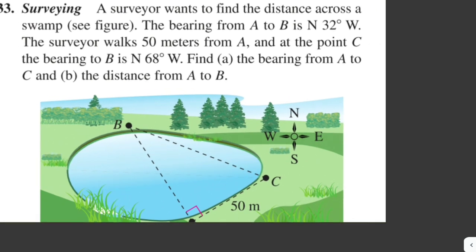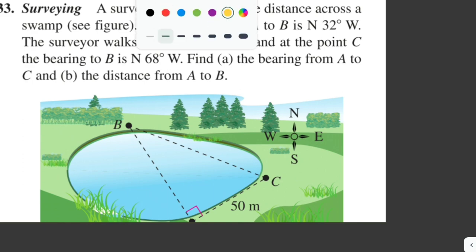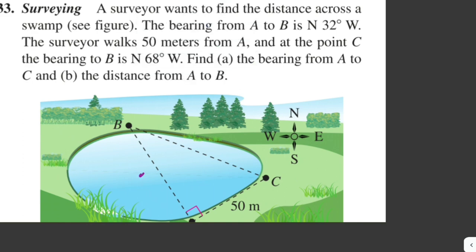A surveyor wants to find the distance across a swamp. So we're given here this figure, and the bearing from A to B is 32 degrees northwest, and the surveyor walks 50 meters from A, and at the point C the bearing to B is 68 degrees northwest. We find the bearing from A to C and the distance from A to B. So we need to find this distance from A to B and the bearing from A to C.